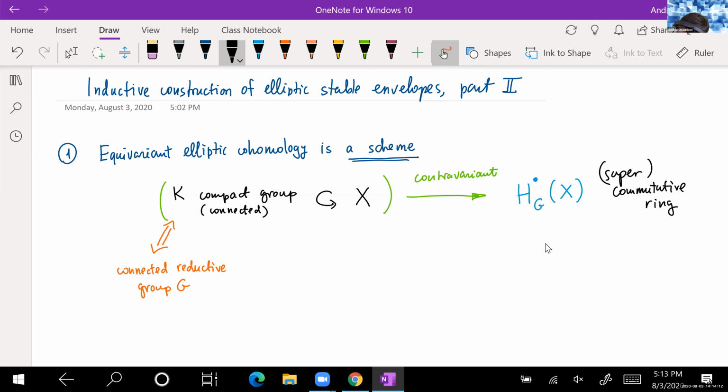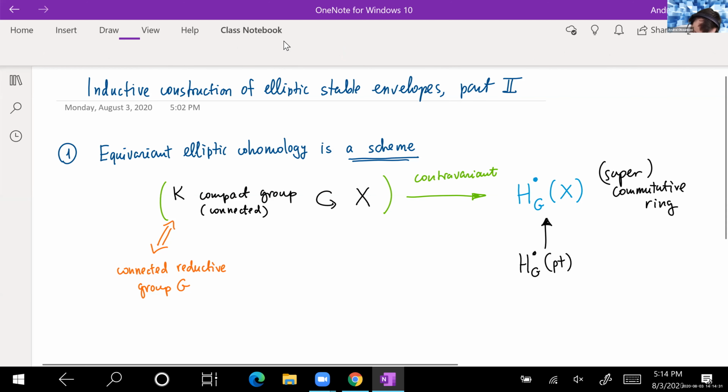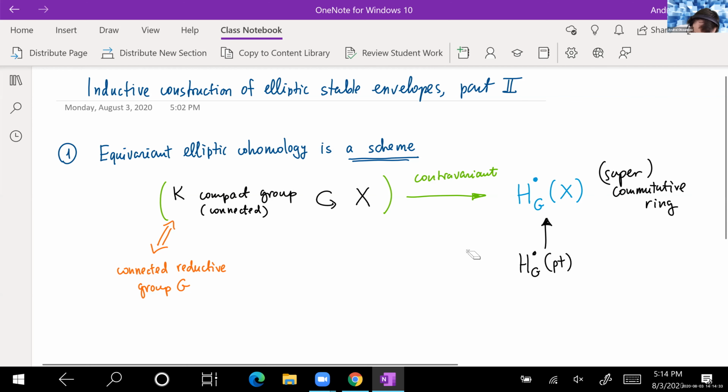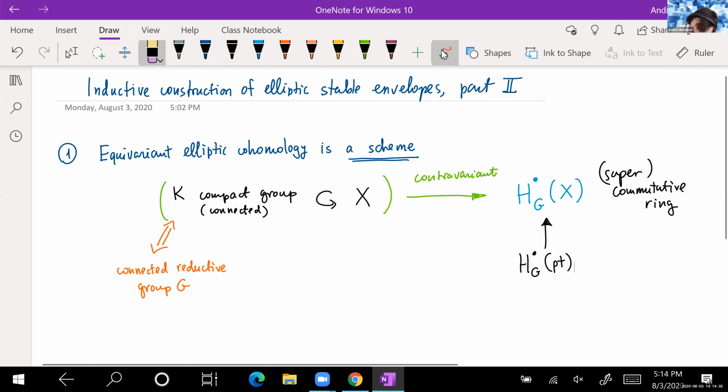And this is a ring, which injects over the covariant homology of a point, which is just... So this is a particularly nice ring, and I'm going to talk about the spec of that ring.